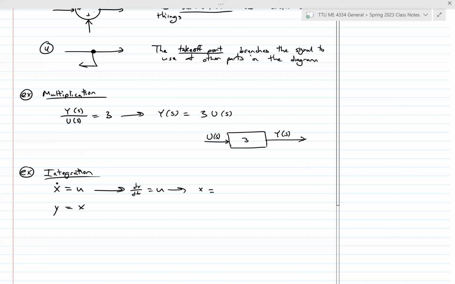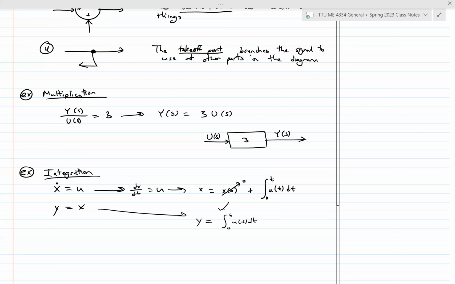And you end up with x is equal to x initial, which we're going to ignore for the most part in these block diagrams at least. And then we're going to integrate u with respect to time, from 0 to t, right? Then what is y? The same exact thing. Y, which is equal to x. It's integration of our input, and that's why this is called an integration problem. So how can we get a block diagram for this?